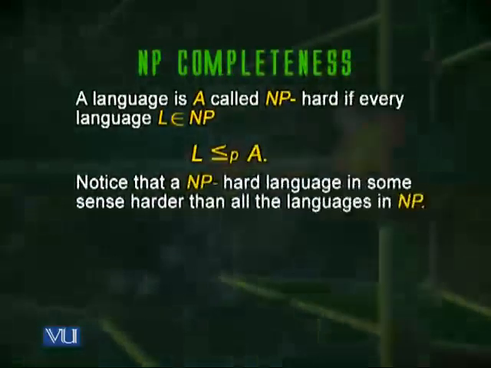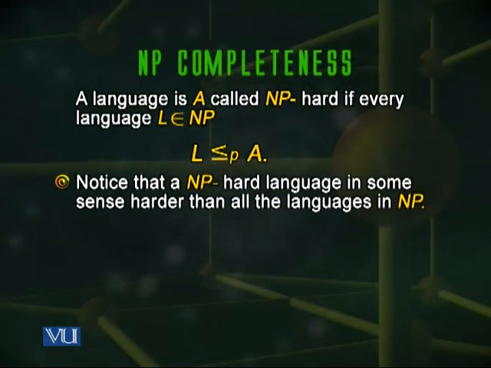So, an NP hard language would be something very, very special. All the languages in the class NP reduce in polynomial time to this one language that we're calling A. From our previous theorem, if somehow we are able to show that A is in P, or we can come up with a polynomial time algorithm for the language A, we would actually have come up with a polynomial time algorithm for all the languages in NP. Therefore, an NP hard language is going to be a fairly difficult problem to solve. So, NP hard languages in some sense are harder than all the languages in NP.